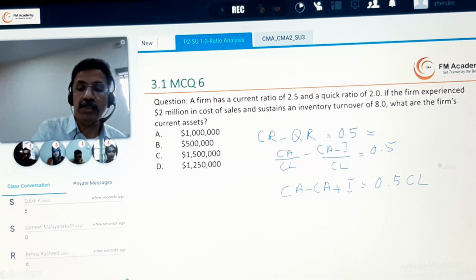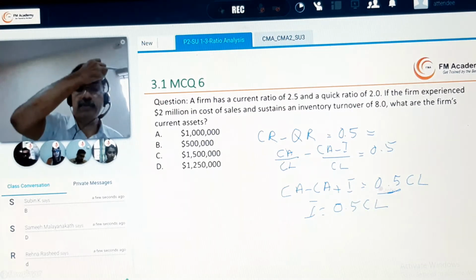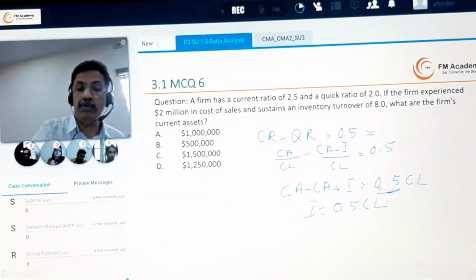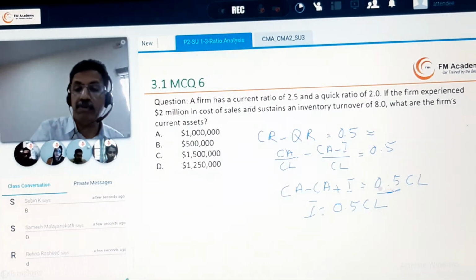So inventory is equal to 0.5 current liabilities, because 2.5 minus 2.2, that's the difference, right? This is what we are getting from this information. This is one piece of information we have. Now what is the other information you are getting here?